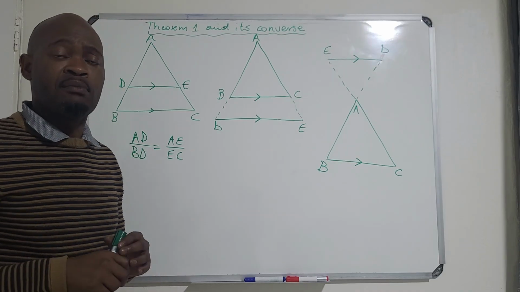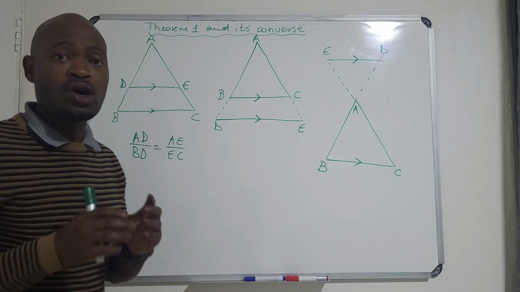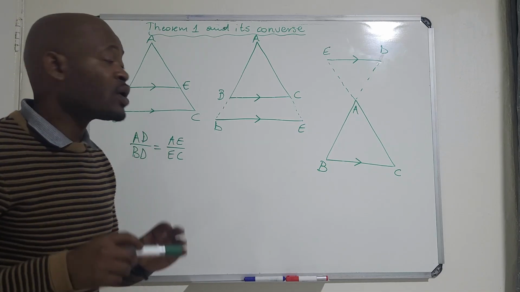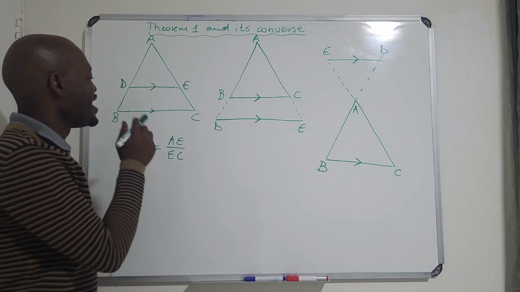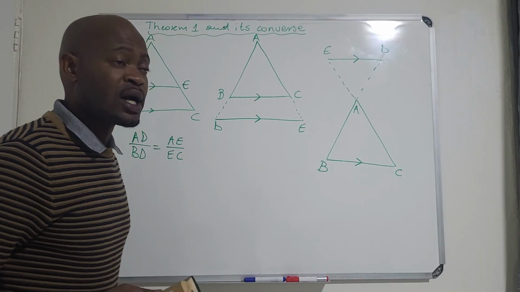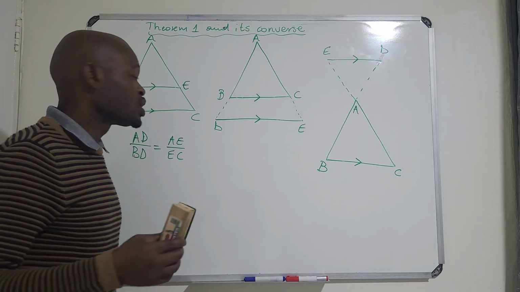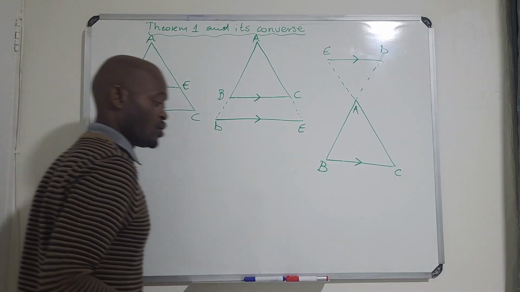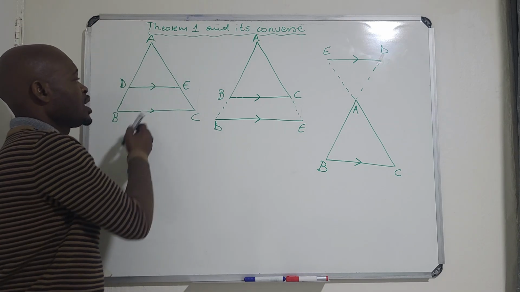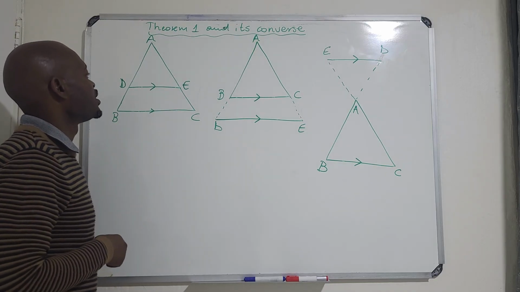We are going to prove theorem number 1, but the converse is not examinable. You are not going to be asked to prove the converse of theorem number 1, but you are going to be asked to prove theorem number 1. Now, let us prove theorem number 1, knowing that we are not going to be asked to prove the converse. We are proving that if a line is drawn parallel to one side of a triangle, then that line divides the other two sides in the same proportion.